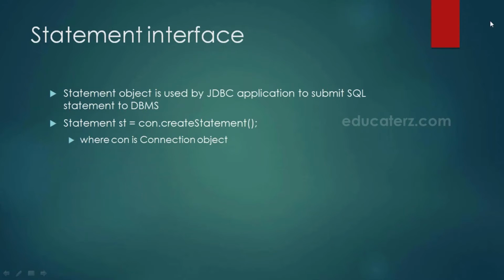So what is basically a statement interface? It is used by a JDBC application to submit SQL statements to the DBMS. First we need to establish the connection, where con is the connection object, and using this connection object, when we call the create statement method, we get a statement object. Using the statement object, I can submit SQL queries to the DBMS.